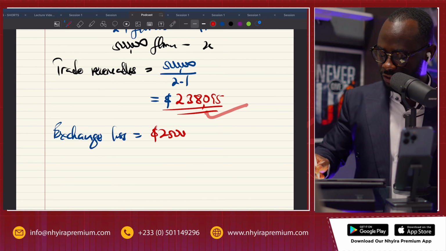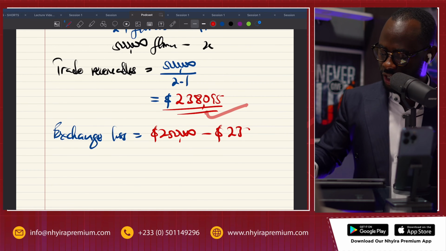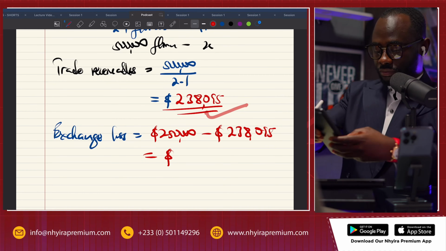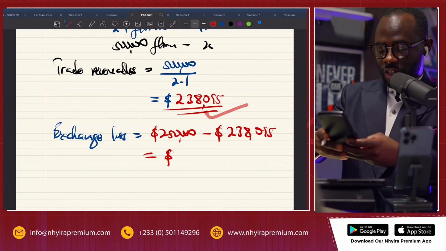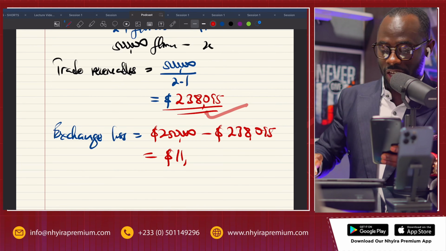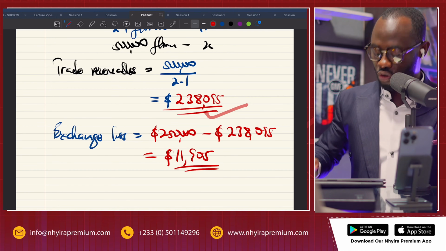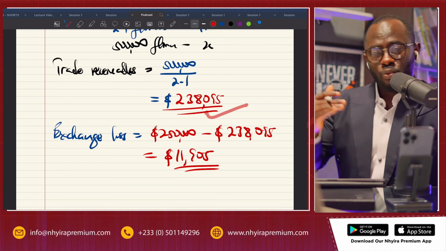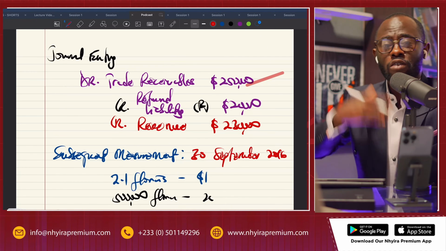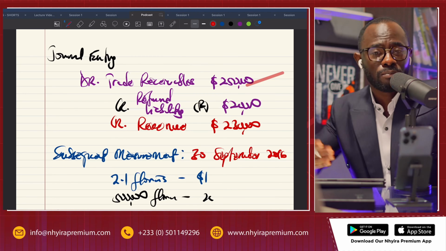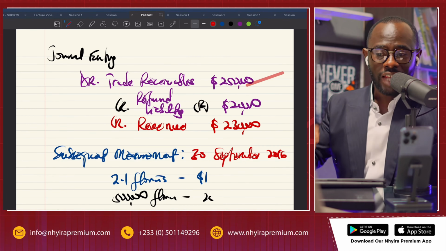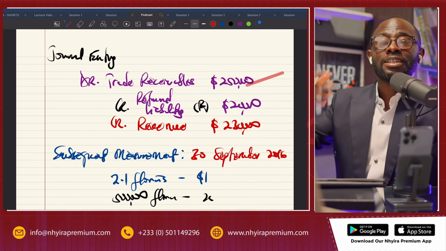So 250,000 minus 238,095, what do we get? I'm getting 11,905, and that will go to the profit or loss account. Why is it a loss? Because trade receivables is an asset. Reduction in an asset is an expense. You don't need a miracle for that. All right? Reduction in an asset is an expense.